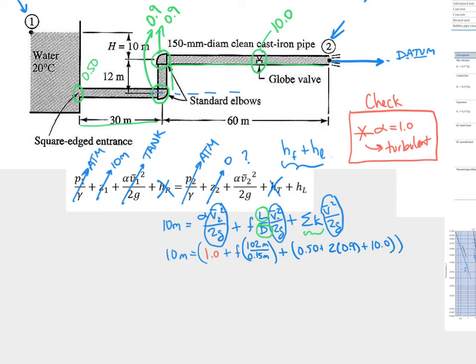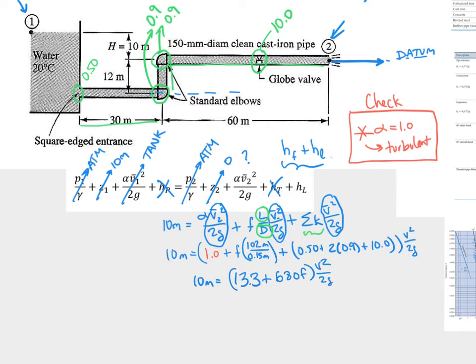All right. So then we're left with V squared on 2G. I'm going to ignore the overbars for the V's because I don't feel like writing them, but it does indicate that this is the average. So if we write that all out, we get 10 meters equals 13.3 plus 680 F, times V squared on 2G.